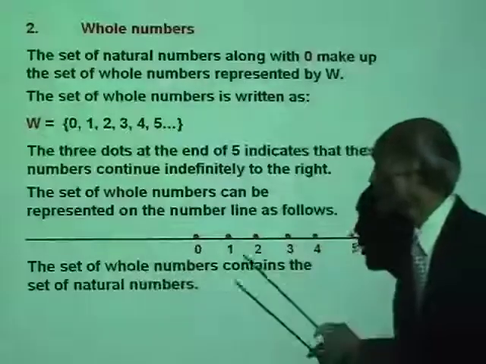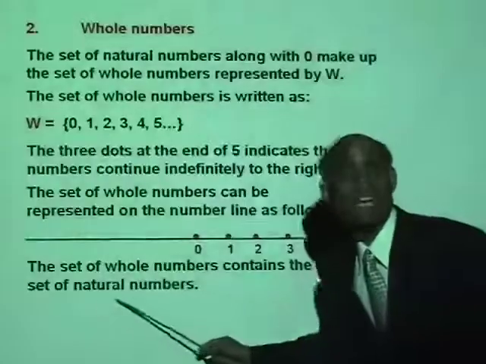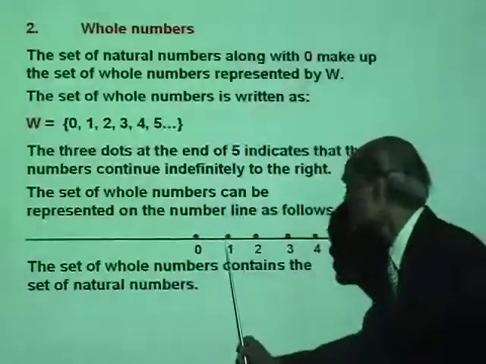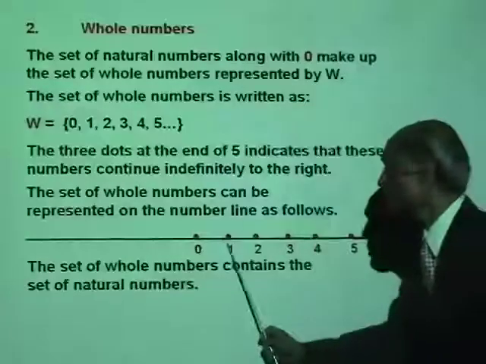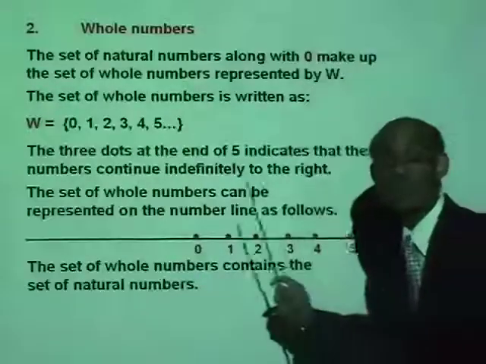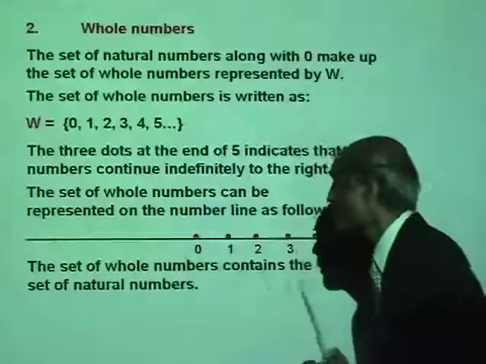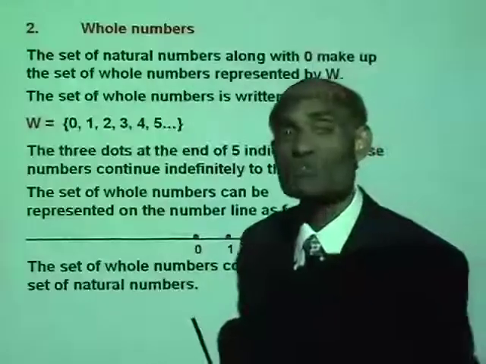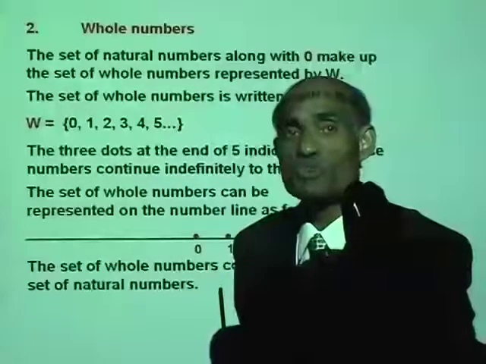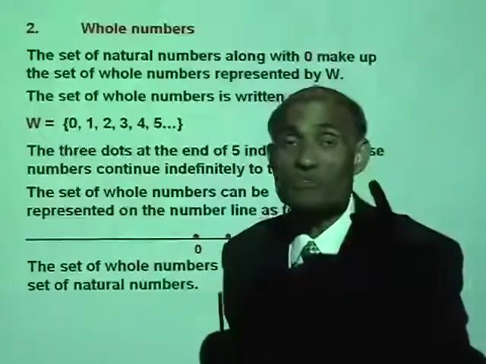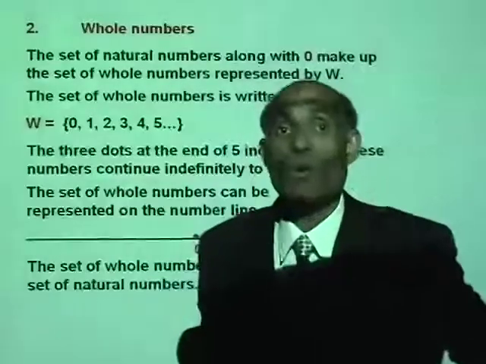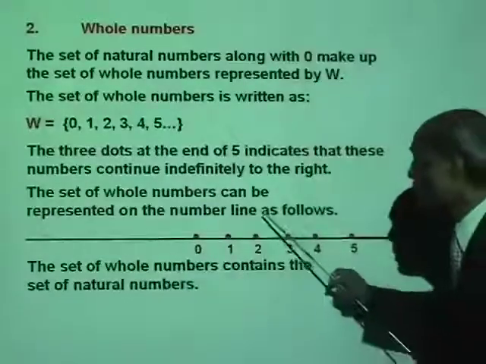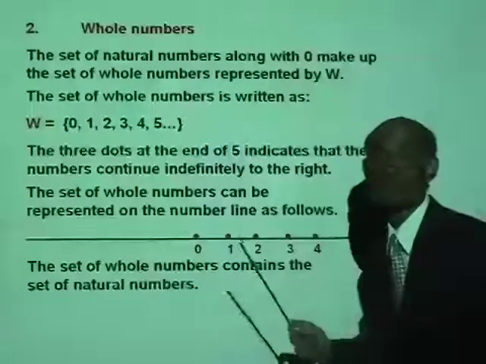The set of whole numbers actually contains the set of natural numbers. Is that right? Look at the set of natural numbers here. The set of natural numbers is a part of the set of whole numbers. And so, if I make a statement, listen to my statement and tell me if this is true. All natural numbers are whole numbers. Yes, all natural numbers belong to the set of whole numbers.